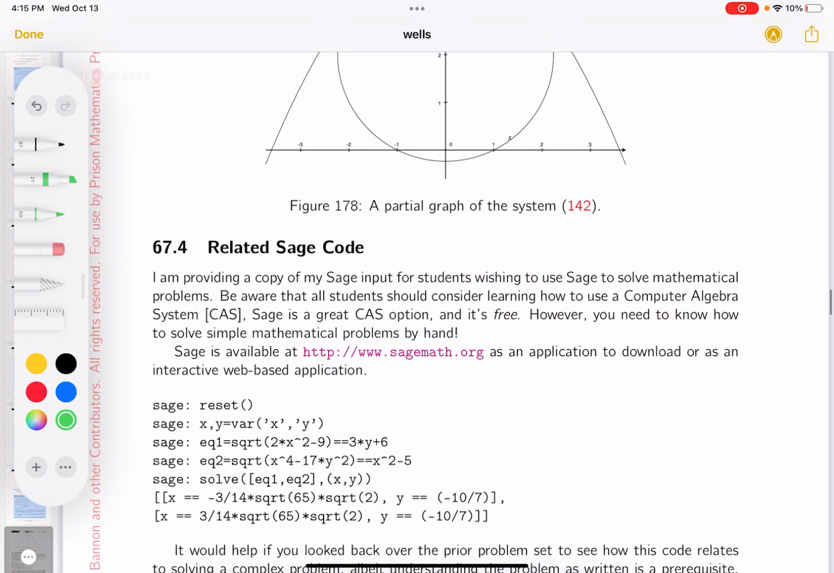Yeah, let me get to the Sage business. Let me be real quick about this. Computer algebra system, it's free. Go to this website, download it, or use the internet application, and do some code.